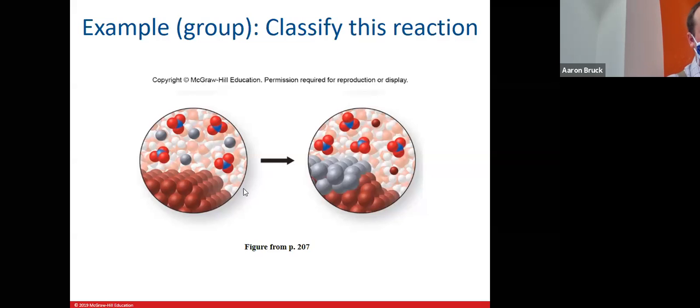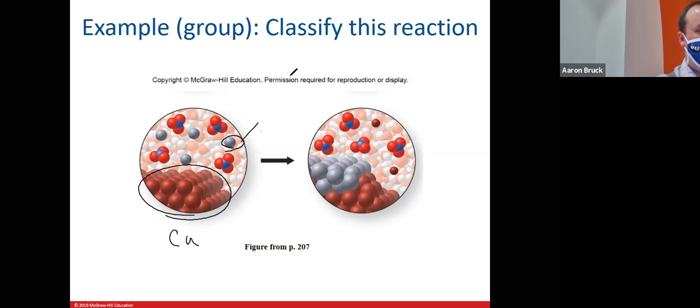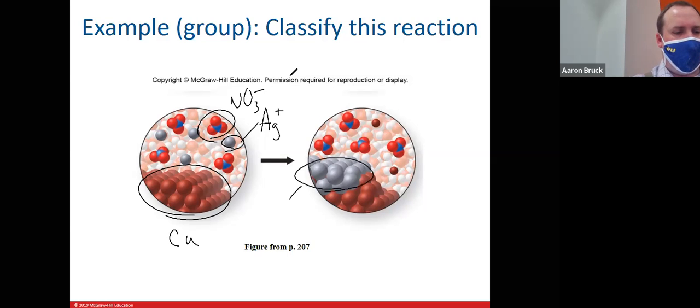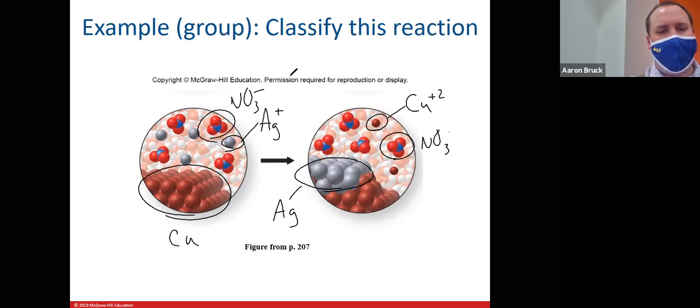Might be a little bit tougher to see interpreting the picture. I've got copper here. I've got silver and nitrate. And on the flip side, I now have silver, copper ions, and nitrate ions.